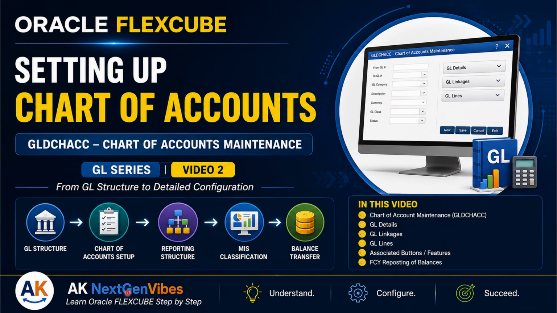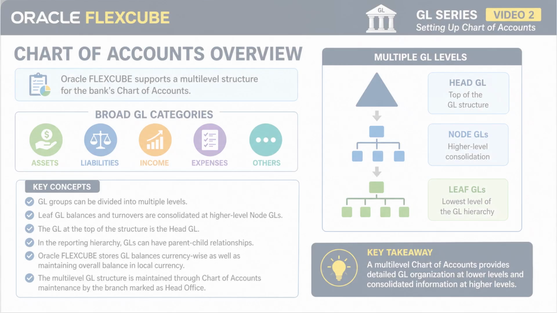In the previous video, we understood the fundamentals of the Oracle FLEXCUBE general ledger, including GL categories and the head, node, and Leaf GL hierarchy. In this video, we will move to the next step and understand how the chart of accounts is set up and maintained in Oracle FLEXCUBE. We will explore the important maintenance options and associated functions step by step. Let's get started.